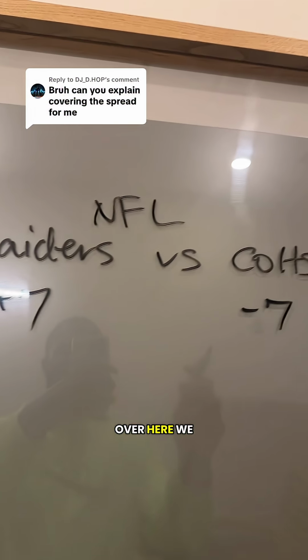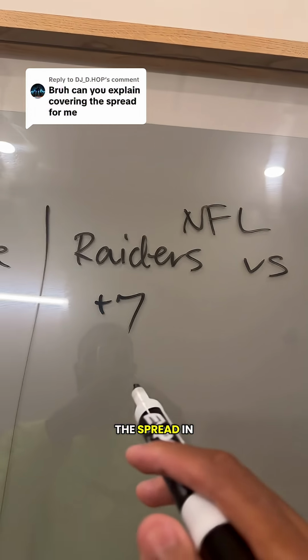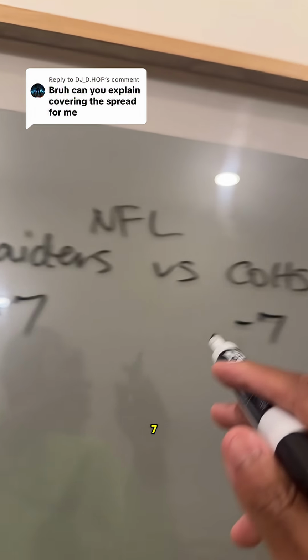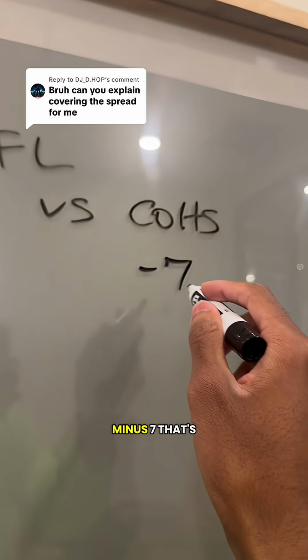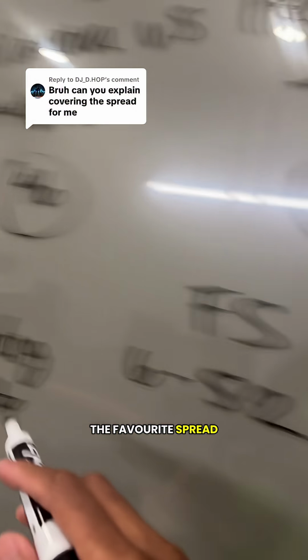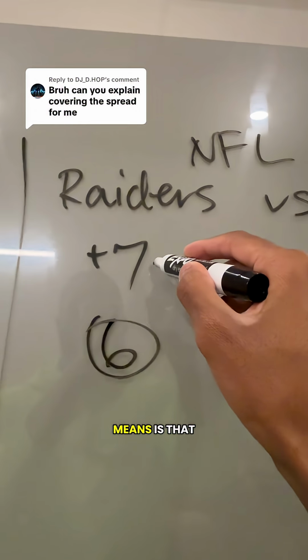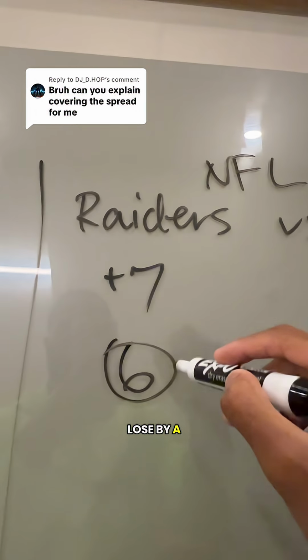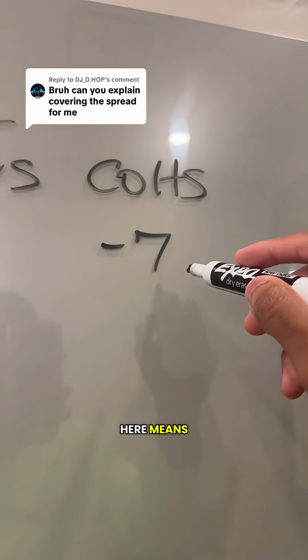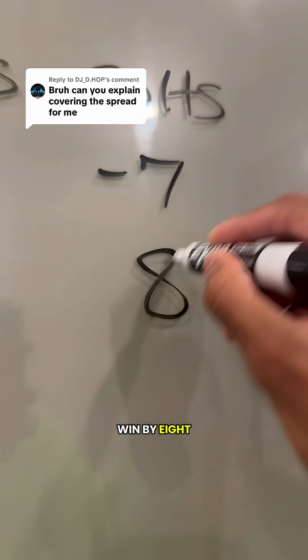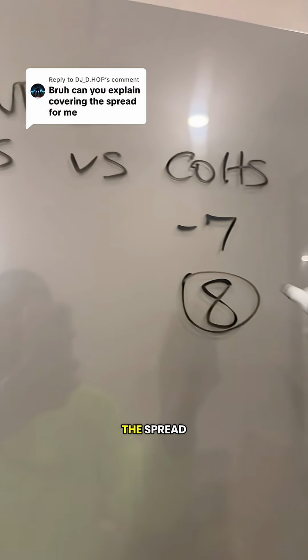Now let's come over here. We got the Raiders and the Colts. The spread in this game was Raiders getting +7, Colts getting -7, all right? So +7, that's the underdog spread. -7, that's the favorite spread, okay? Now what this right here means is that the Raiders can lose by a maximum of 6 points in order to cover the spread. What this right here means is that the Colts have to win by 8 or more in order to cover this spread.